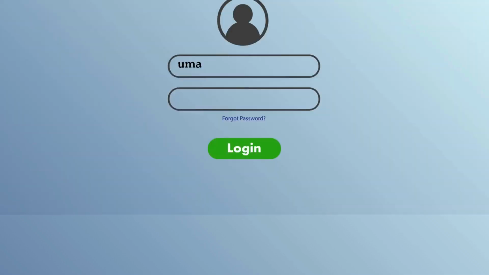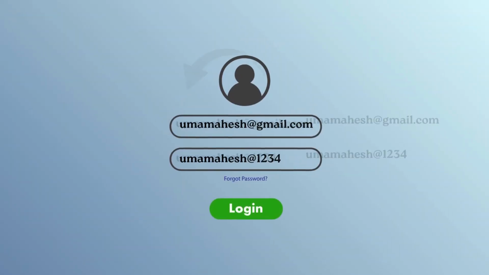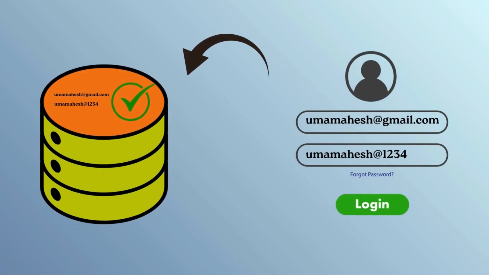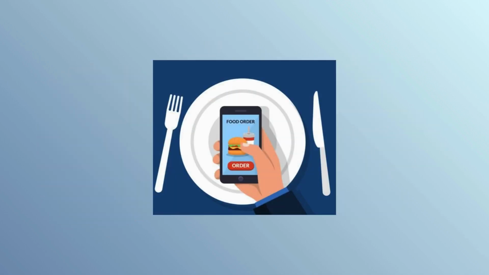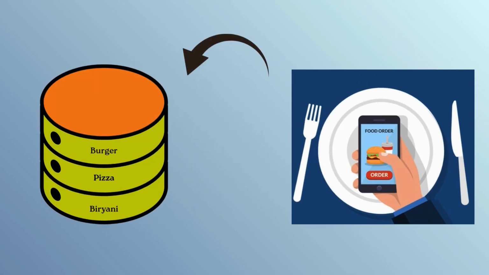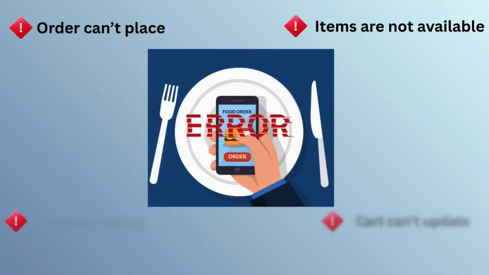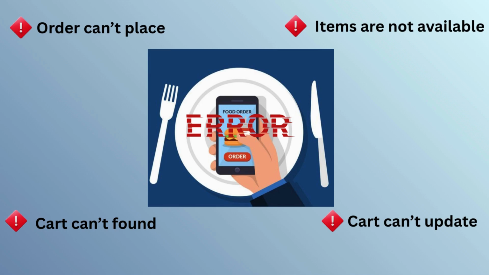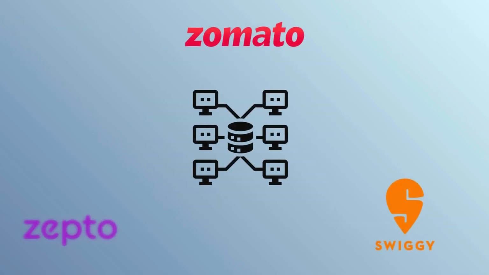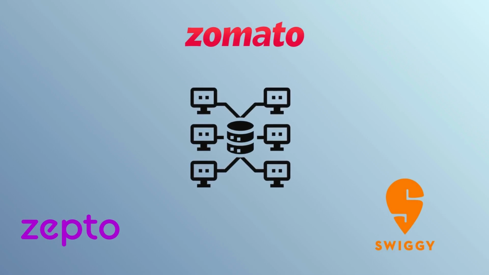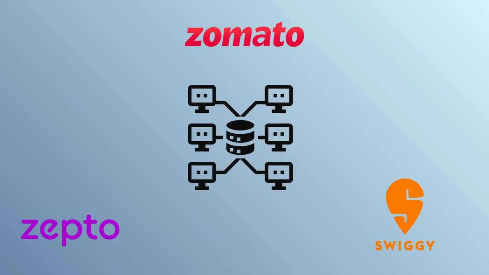For example, when you log into a website, your user details are checked from the database. When you order something online, that order is stored in the database. Without databases, applications would lose all information once the server restarts. That is why we often call the database the backbone of any modern application.